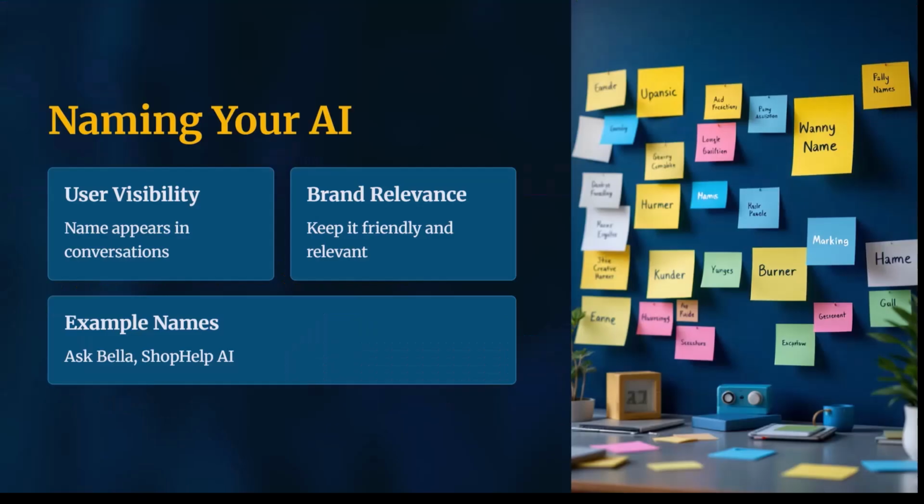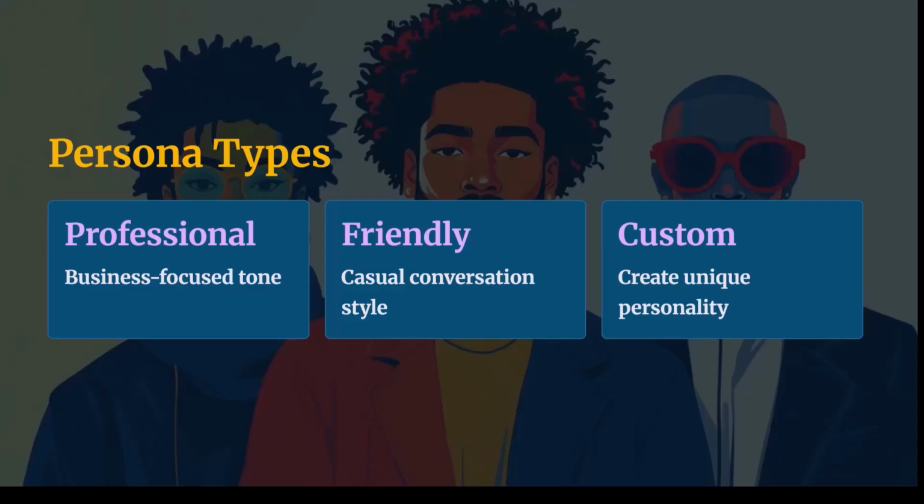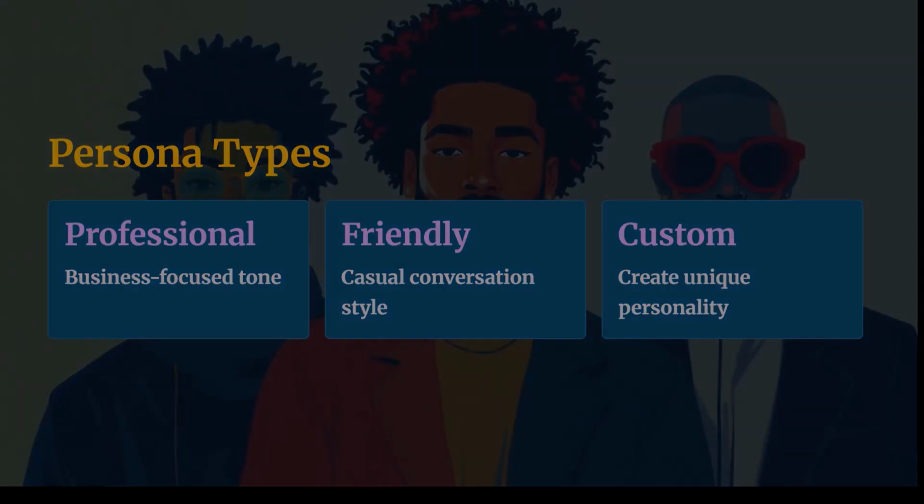Next, give your AI a name. This is what users will see when they interact with your AI, so keep it relevant and friendly, like Ask Bella or Shop Help AI. You'll also be asked to choose a persona type. This sets the tone and style of your AI's responses. For businesses, you can choose professional, friendly, or even create a custom tone.